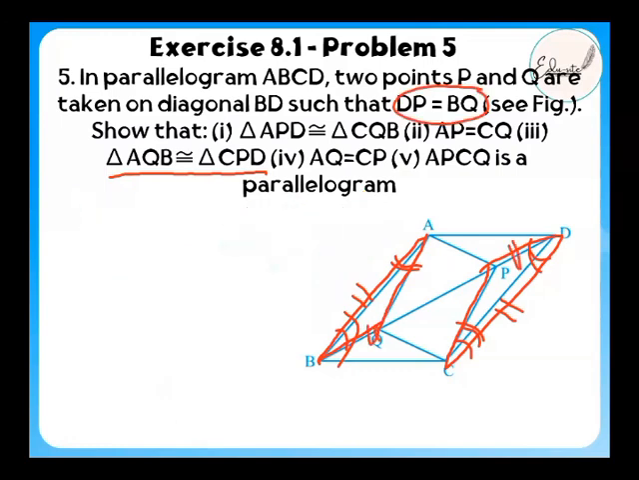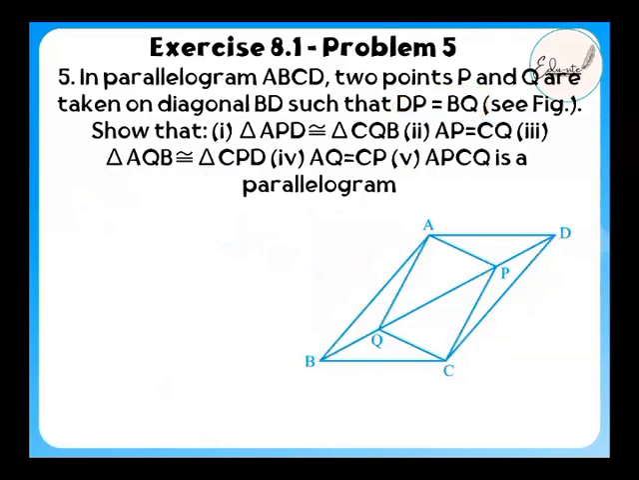Okay, that's all. And next we have AQ is equal to CP. Where is AQ here, beta? AQ is equal to CP because of CPCT. Why is it so? CPCT. Excellent. Next they have told you to prove APCQ is a parallelogram. How will you prove APCQ is a parallelogram, beta? You just have AD is equal to BC by CPCT, CD is equal to AB by CPCT, or how can we prove that this is a parallelogram.